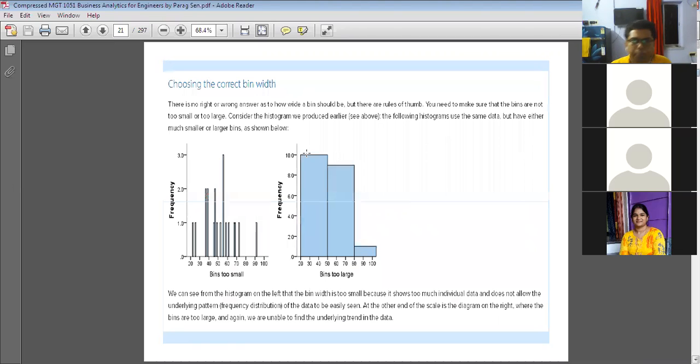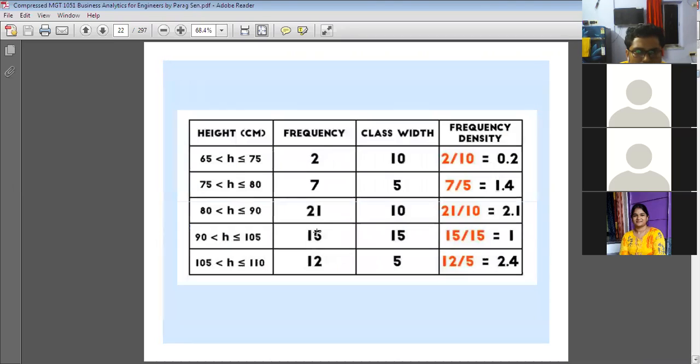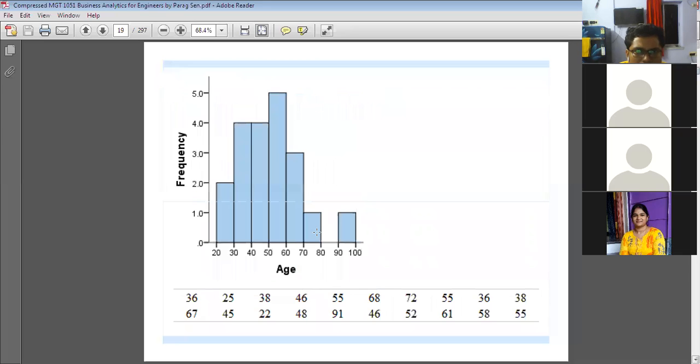I've got it. You can see that different ages are given: 36, 67, 25, 45. In this way, different ages are given. This is a data set. Why is this a data set? Because all this data are representing different outputs.